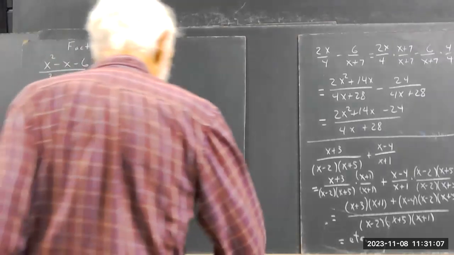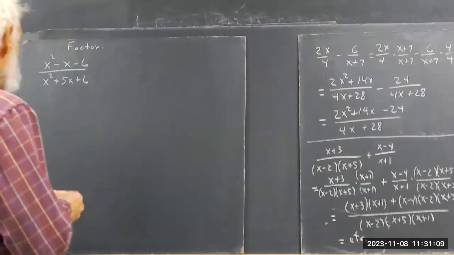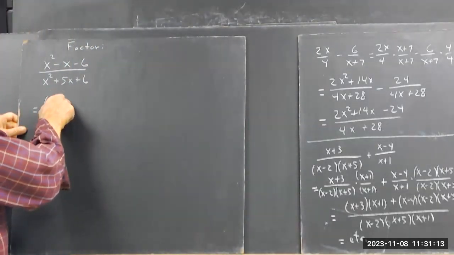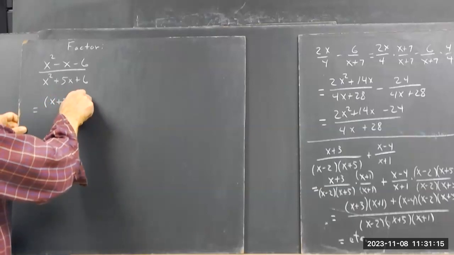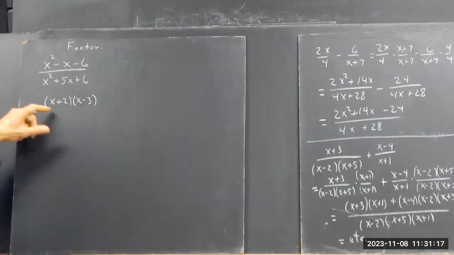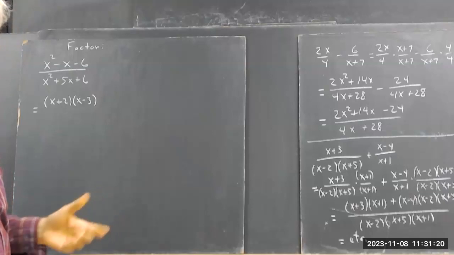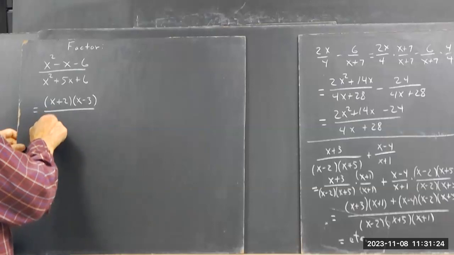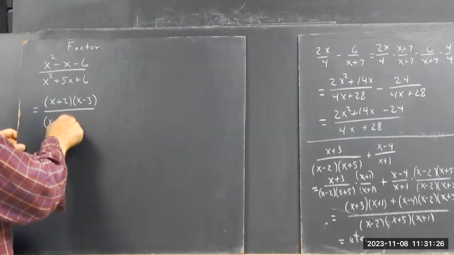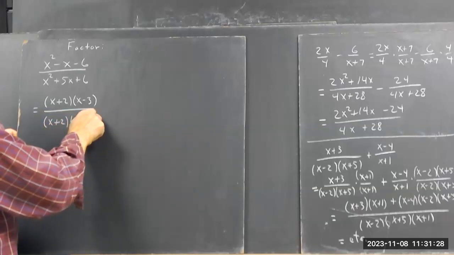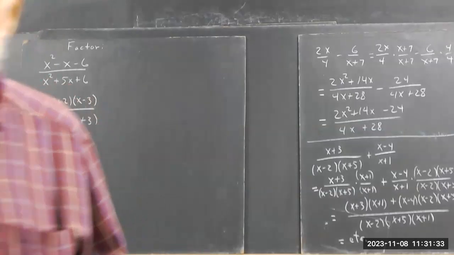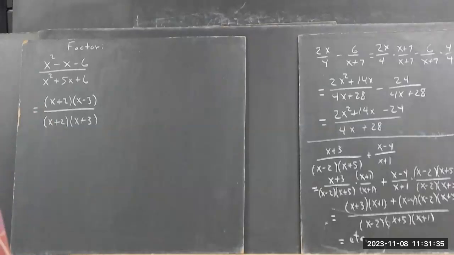Okay, so you did pretty well with this one. Make sure we agree. The numerator factors into x plus 2 times x minus 3. And I think what everybody got for the denominator was x plus 2 times x plus 3. Do you agree? Yeah, very good.